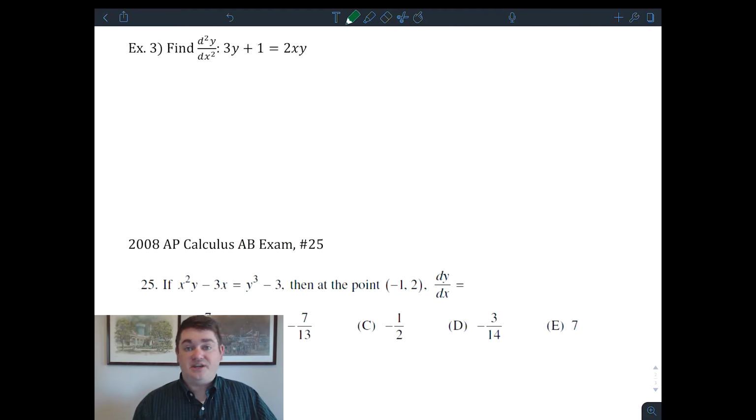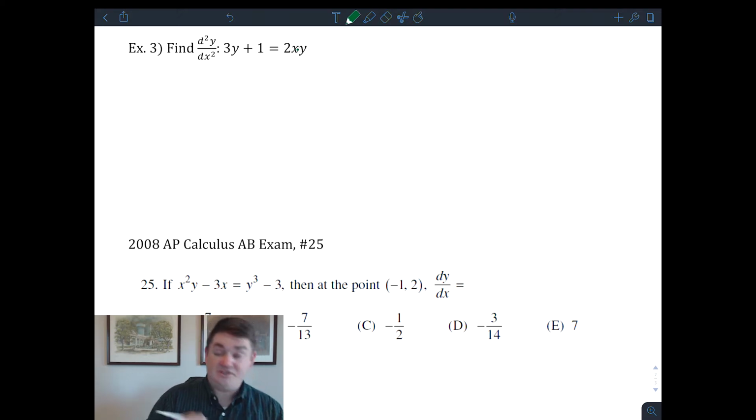Next up, we got another second derivative problem, so feel free to pause the video and practice this one on your own to see if you can get the right answer. Just as a hint, on the right-hand side where you see 2 times x times y, you're going to need to use the product rule there. It's going to be much easier if you treat this as 2x times y.